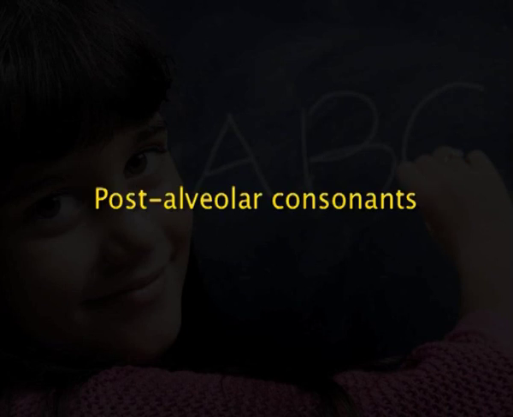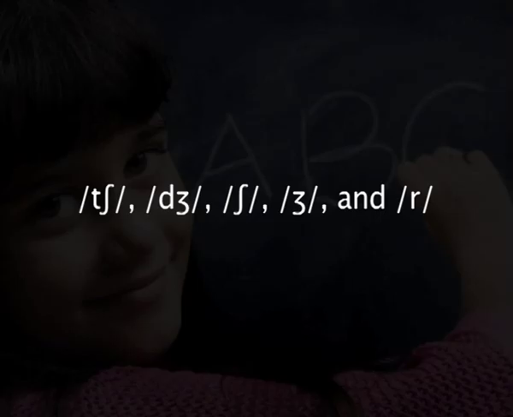After that, we have post alveolar consonants. During the production of post alveolar consonants, the active articulators are the tip, the blade and the front of the tongue, and the passive articulator is usually the part of the roof of the mouth which is between the teeth ridge and the hard palate. There are a total of 5 post alveolar consonants in English. They are ch, j, sh, zh and r.